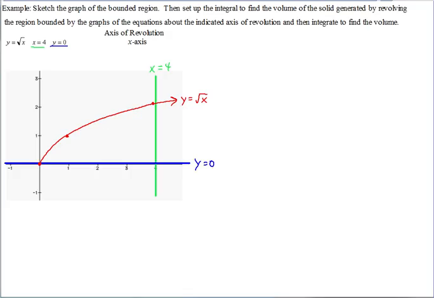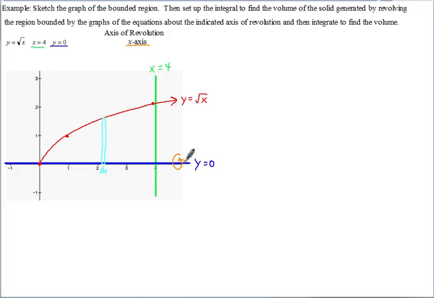But we're not just finding the area of this region. What we're going to do is take this region right here, again drawing a representative rectangle with dx. And we're going to revolve it, since the axis of revolution is the x-axis. So here's our x-axis, and the way you represent the axis of revolution is just a circular arrow like that.